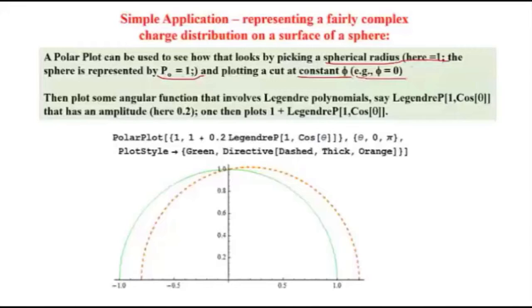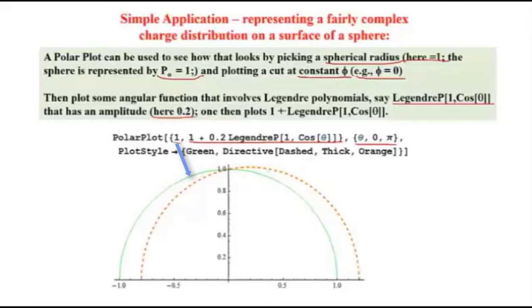We can then plot some angular function that involves Legendre polynomials. So for example, the first one, L equal 1, and then give it an amplitude, here 0.2, and plot 1 plus the Legendre polynomial times this amplitude. So there should be an amplitude factor right here. So here it is right here. Here's the 1 plus 0.2 times the Legendre polynomial. The curly bracket says plot the polar plot of 1, and then plot this one right here. So here we're going to go from theta equals 0 to pi, which is the normal range that you would expect for theta. So here's the two plots.